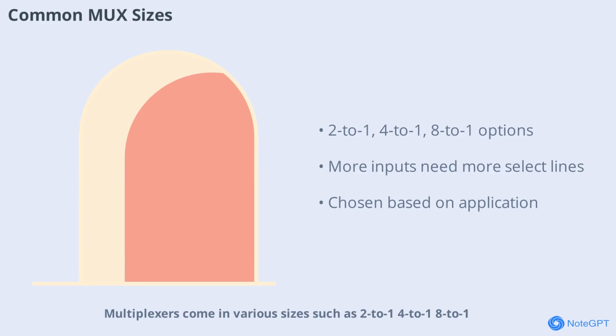Multiplexers come in various sizes, such as 2-to-1, 4-to-1, 8-to-1, and even 16-to-1. The first number indicates the number of inputs, while the second is always one output. The choice of size depends on the application and how many data sources need to be managed. Larger MUX devices can handle more inputs but require more select lines.